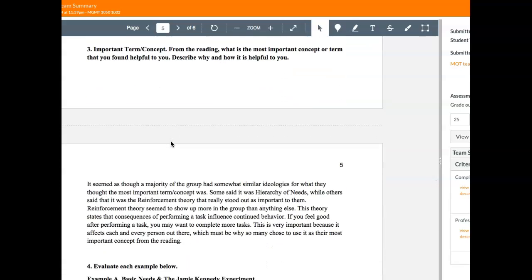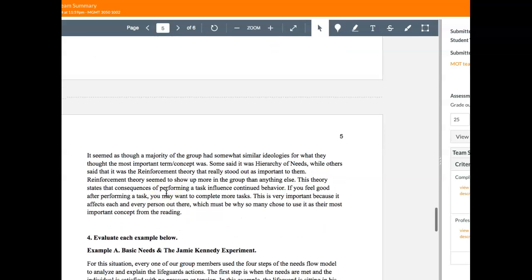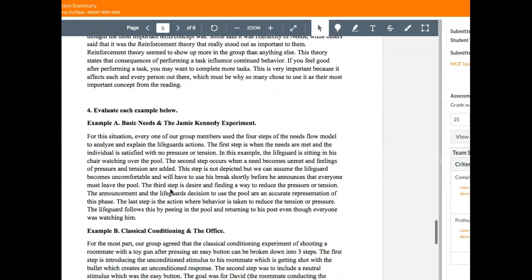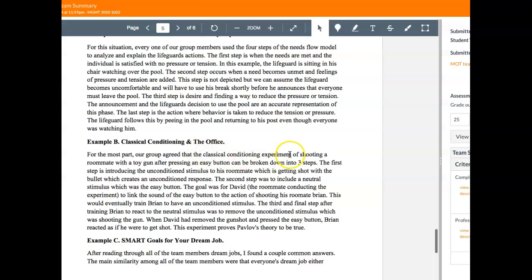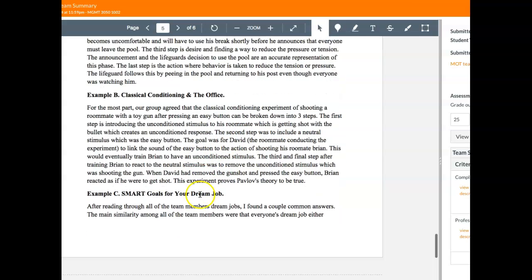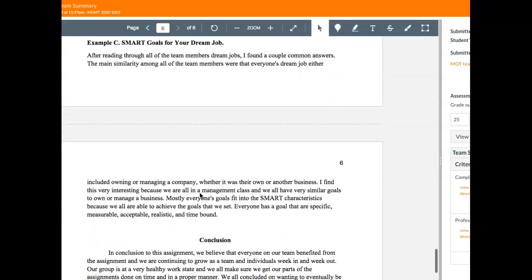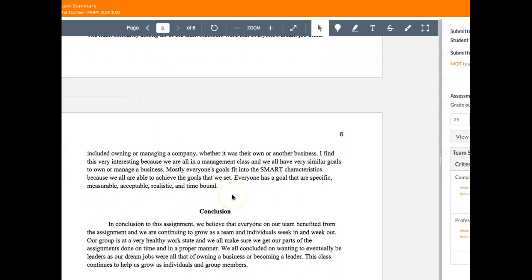important term or concept, same thing. They get down and they look for what was similar, what was different. So they're summarizing themes, and they get into their examples, and they're still summarizing themes, which was good. Also notice how they reference the model. The same way they've referenced classical conditioning down here, so they're using the terms from the model. And then they did a summarization of themes for example C, and then they ended with a conclusion.